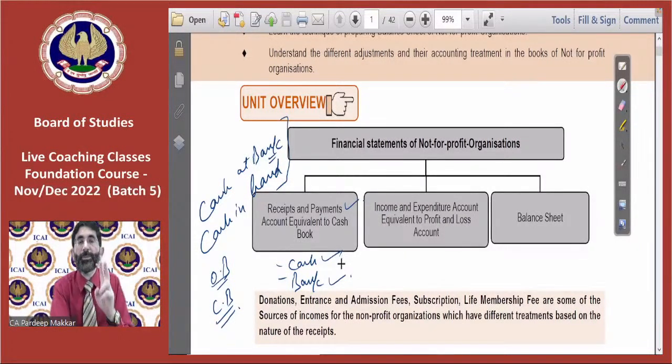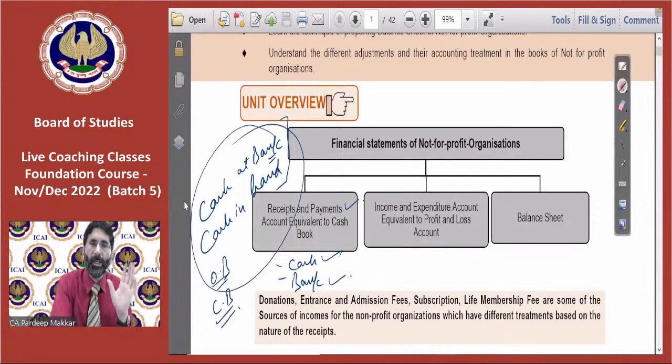But here there is no need of two columns. We are doing it by single column. So there is no differentiation between the payment made by cash or bank. Whatever the payment is made, that will be entered in payment side. Whatever the receipts are there, that will be entered in receipt side. It may be either through cash or bank. That is not a problem. Very simple and logical account.